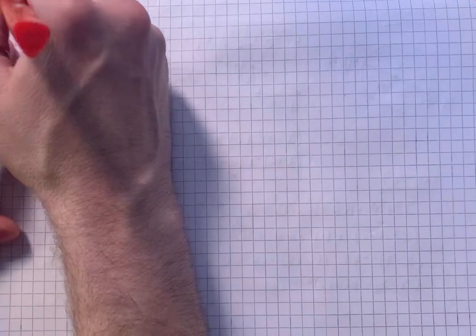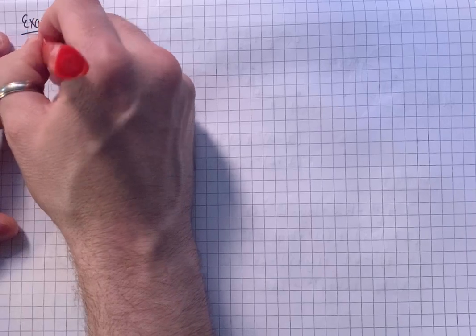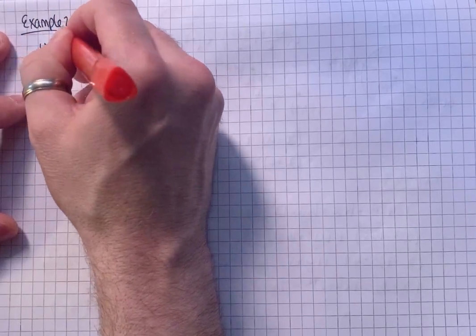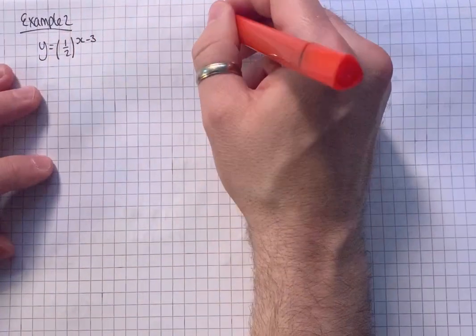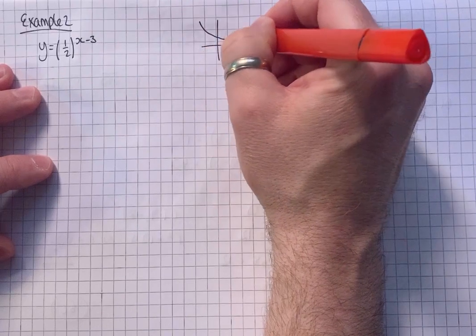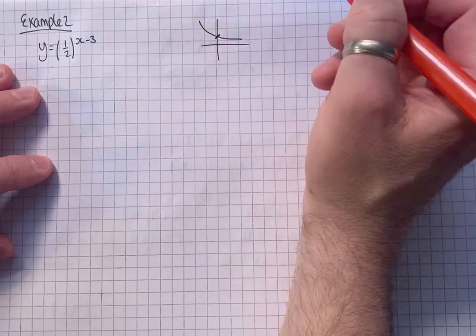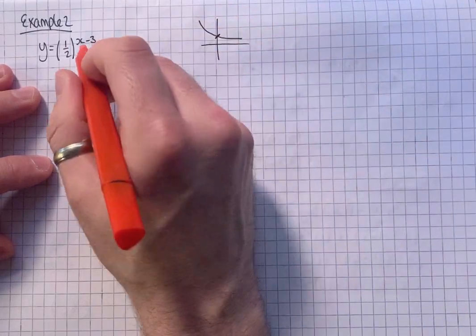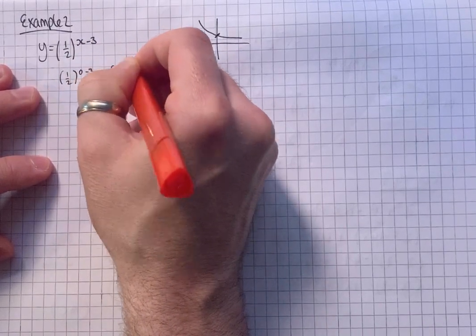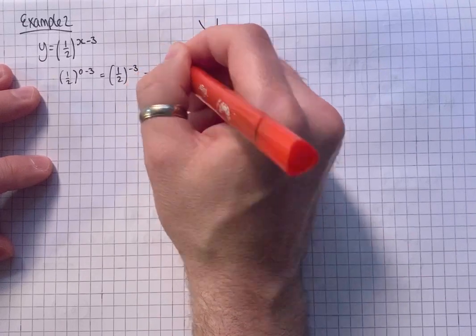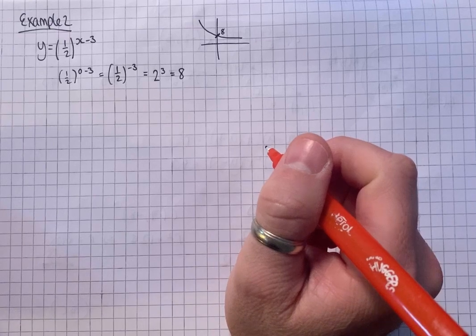Now move on to example 2. And it wants us to draw the graph of y equals half to the power of x take away 3. We know the general shape. It's going to be something to do with a half to the x. It's going to look something like this. It's going to be worth working out where it crosses the y-axis, and it's going to cross the y-axis when x is 0. That's a half to the -3, which is the same as 2 to the 3, which is 8. So it's going to cross the y-axis at 8.